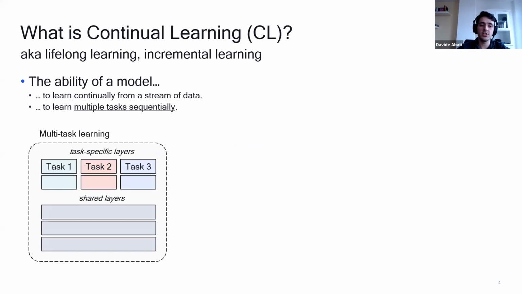Continual learning is not multitask learning. In multitask learning, you have a single network that has some shared layers between multiple tasks, and then some task-specific classifiers, some task-specific layers that carry you for the last mile. The other layers are typically shared. But what's different here is that these multiple tasks are trained all together, jointly, at the same time.